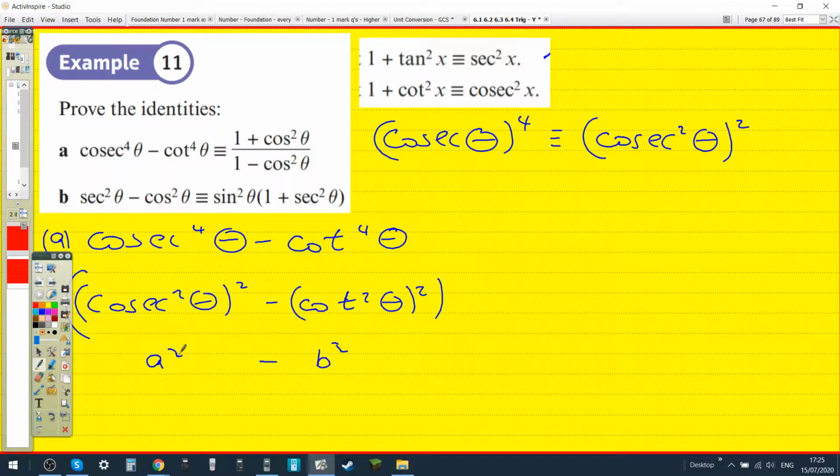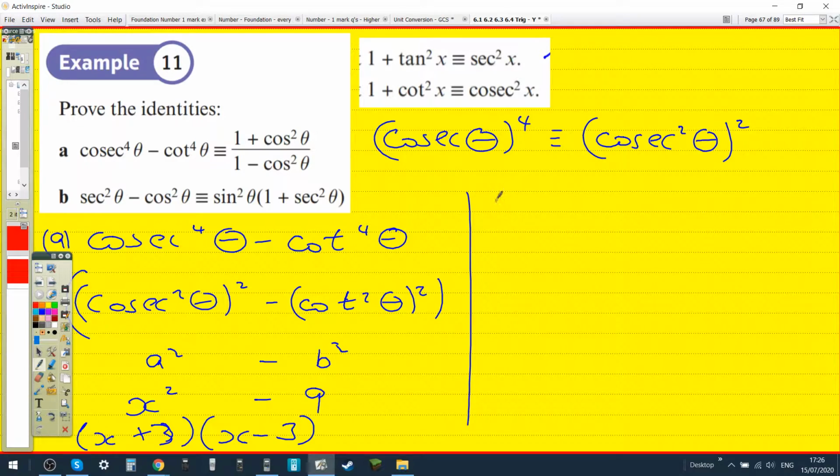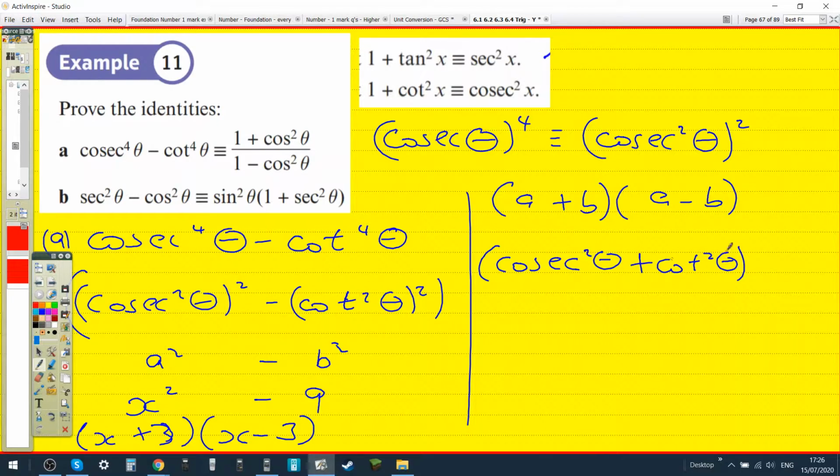What do you mean factorize? x squared minus 9. x plus 3, x minus 3. Yep. And so a squared minus b squared is a plus b, a minus b. And now do the cosec stuff. Cosec theta minus cot theta times cosec theta plus cot theta. Yep. Just make them all squared. Oh. It was to the 4. The squared was on the outside. Cosec squared theta plus cot squared theta times cosec squared theta minus cot squared theta.